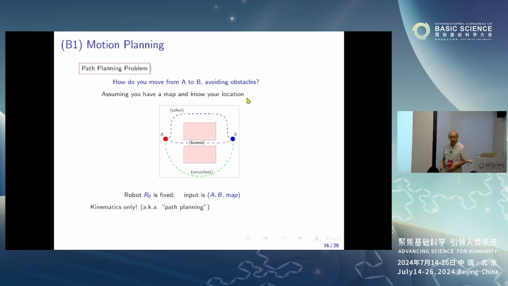And you know the map, and you know where you are in the map. Because there are other versions of this kind of problem where you don't know. You have to locate the map, you have to locate your environment and all those things. So that's much harder. And only kinematics, there's no dynamics in here.